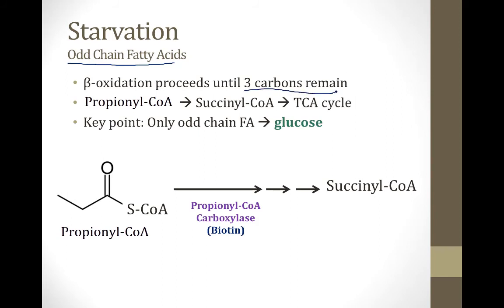The structure that will be left when 3 carbons remain is called propionyl CoA, and this can be converted through a series of steps into succinyl CoA. Succinyl CoA, you may know, is an intermediate in the TCA cycle, and it can be used as a source of carbons for gluconeogenesis. And the key point here is that only odd chain fatty acids can be converted into glucose via gluconeogenesis. That's because even chain fatty acids are completely consumed via beta oxidation.